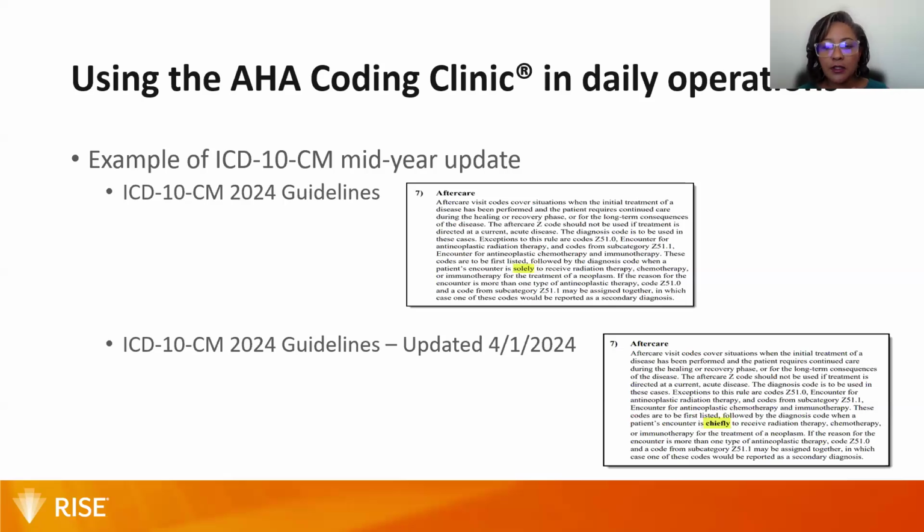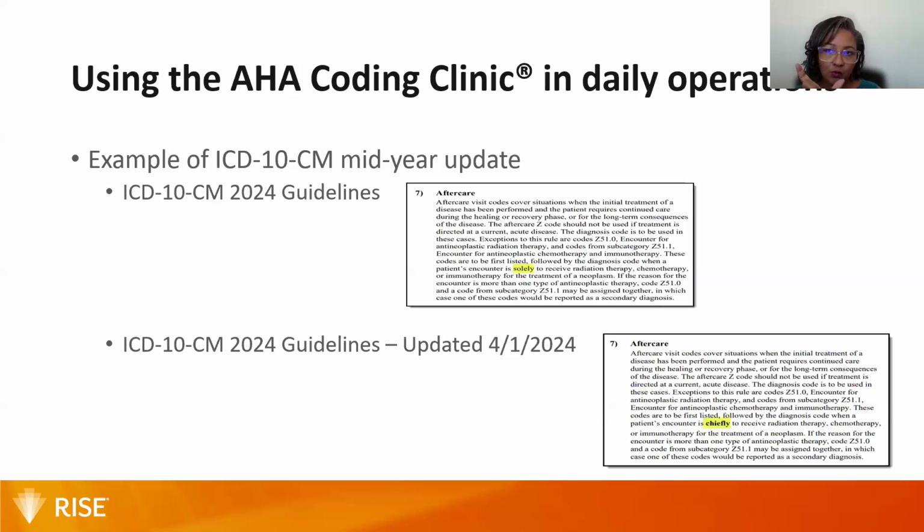I also talked a little bit ago about your mid-year or different times that there are updates. So this may be a little hard to see, but I wanted to point this out. So as you know, when October 1 comes, especially if you're using an encoder, you have your guidelines that are pulled into your encoding software. Now, you will notice that there's some information surrounding aftercare, which is located in chapter 21 of the guidelines.